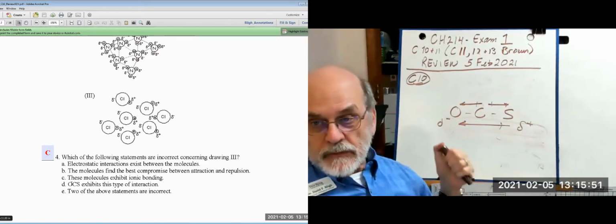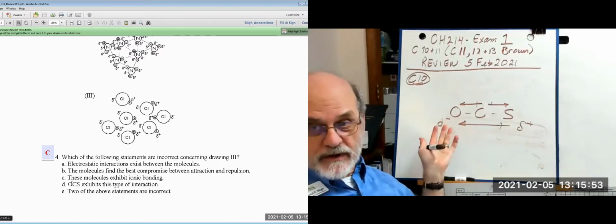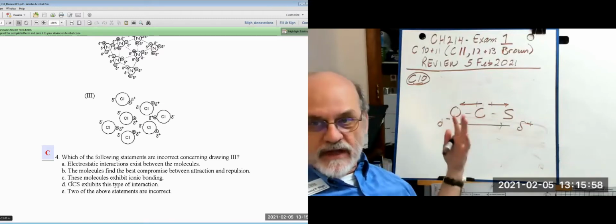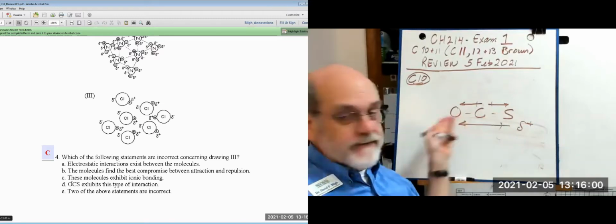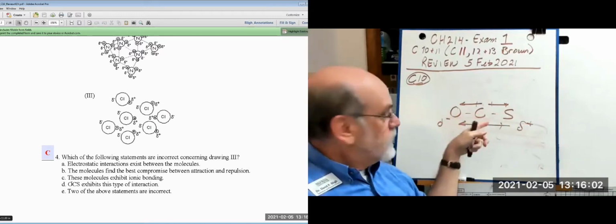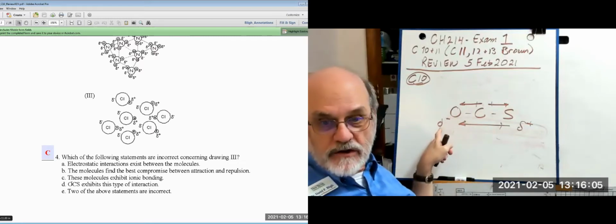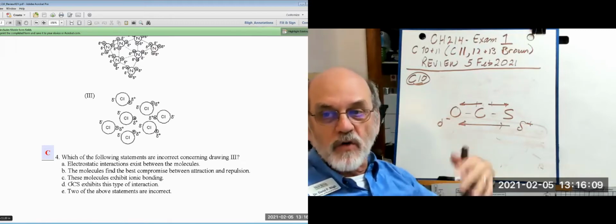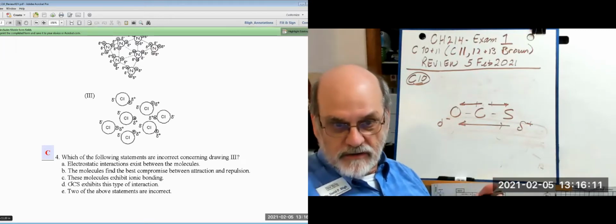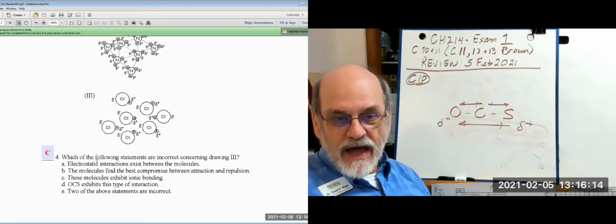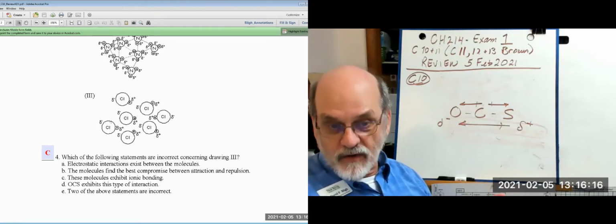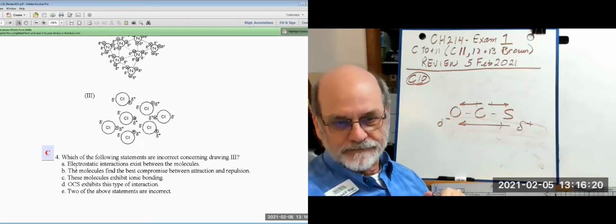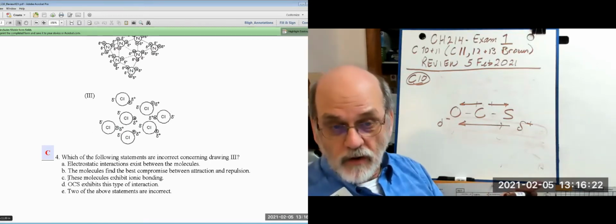Okay? In this case, we don't care about symmetry. Symmetry would just add to the polar nature. But even if it were linear, you would still get a dipole toward oxygen. That means that you have a polar molecule, and you could also have similar interactions for this molecule as you do for the one that's given in the diagram. That means D is also true. So the only one that's wrong is C.